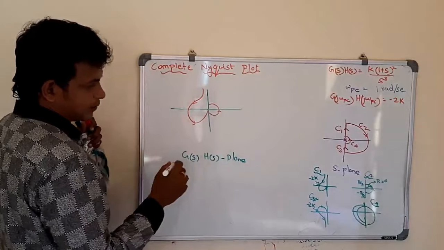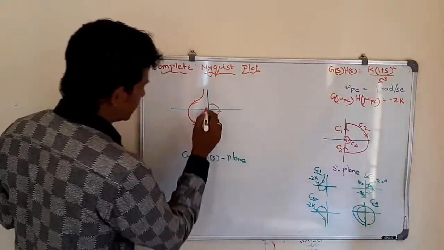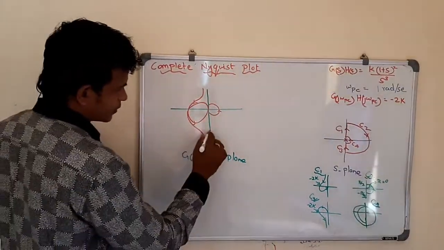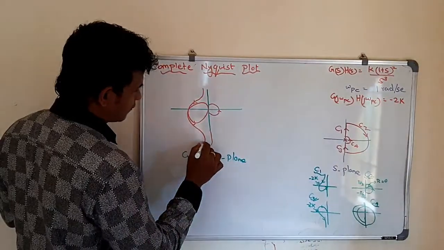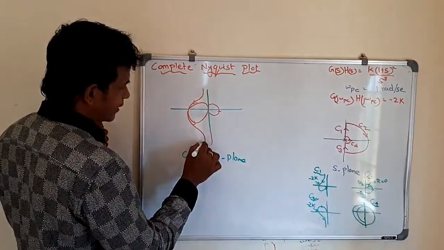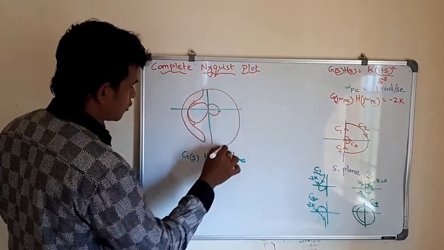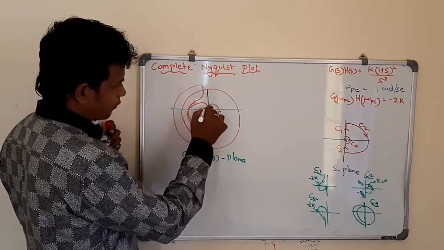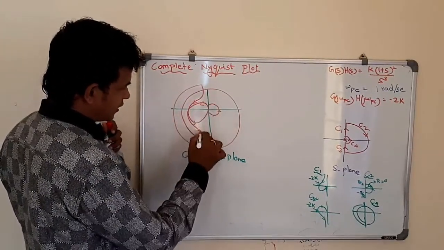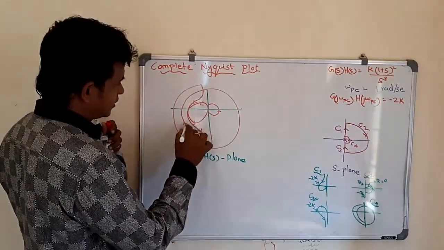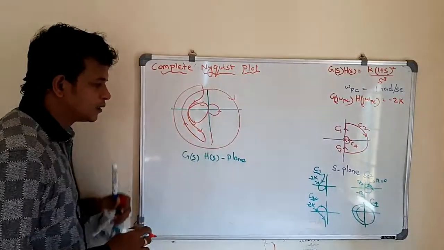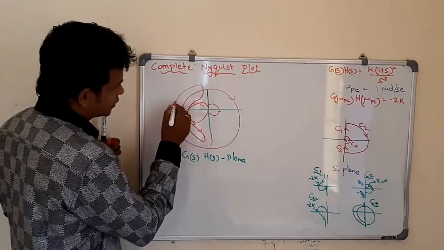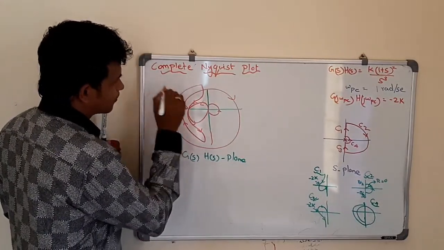And for region C3, it is the mirror image of region C1, so I am getting it like this. And region C4 is an arc with infinite radius starting from plus 3 pi by 2 and ending at minus 3 pi by 2, so it should go like this. Okay, so this is the Nyquist plot. Right? So this is the complete Nyquist plot, and the point at which it is crossing the real axis is minus 2k.